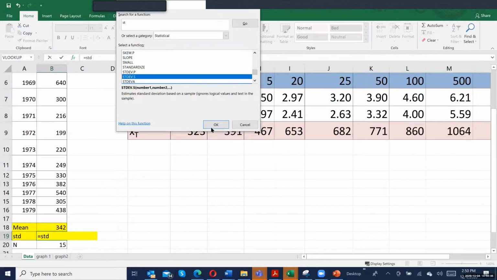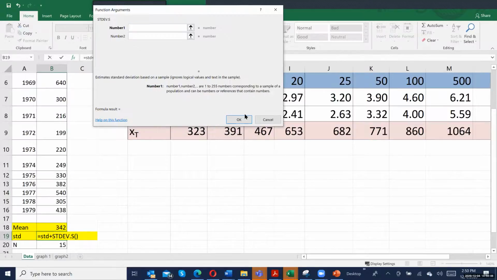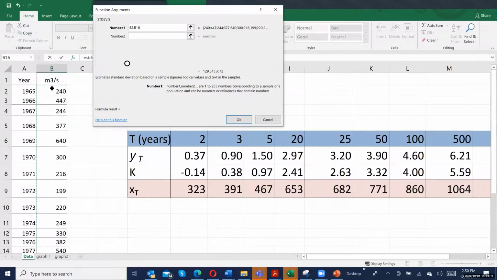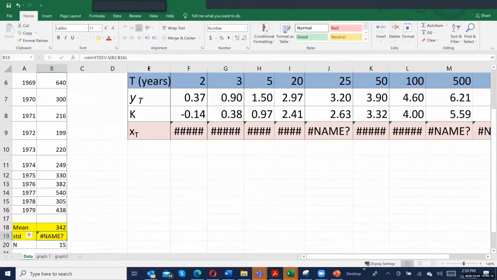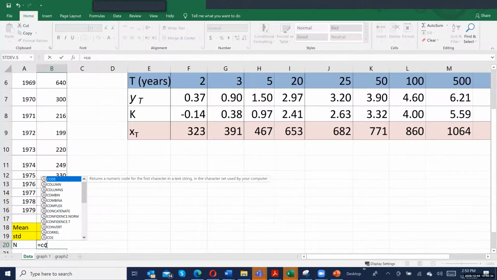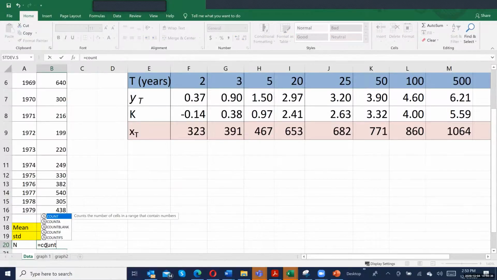Okay, this is the standard deviation. The standard deviation is 129, and the number of... how many years of data do you have?